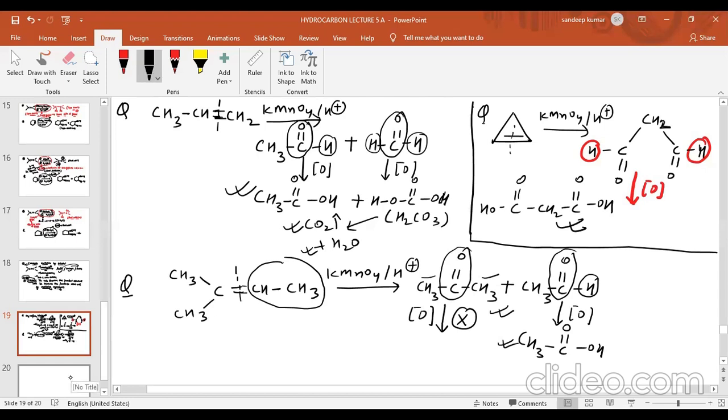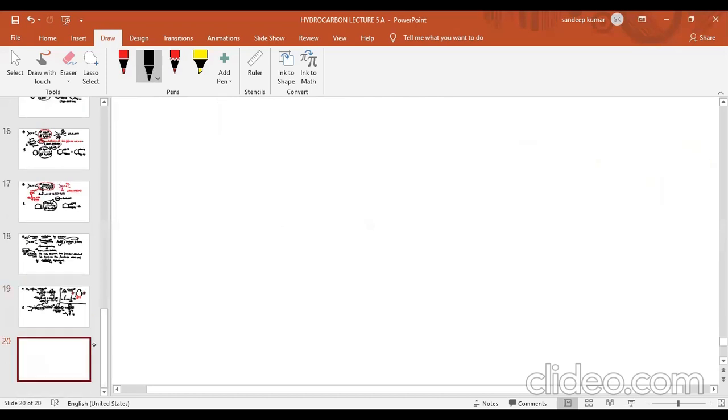Now we are going to discuss the polymerization reaction. So this is another chemical property of alkenes: polymerization reaction.